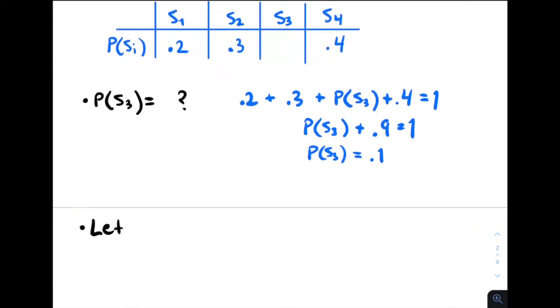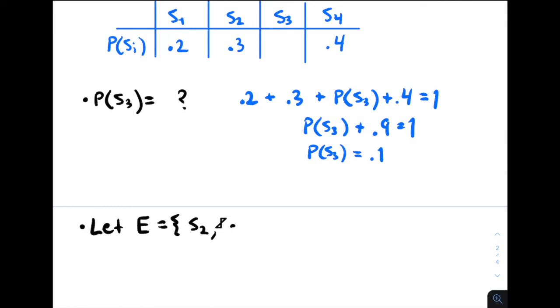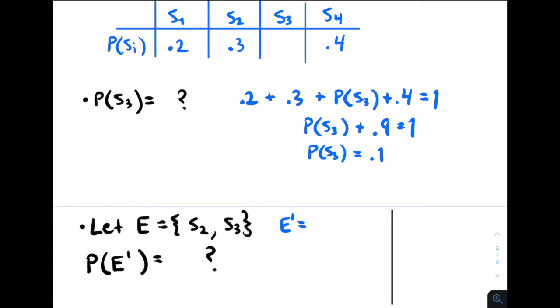As a second problem, let's set E to be equal to the set {S2, S3}, and let's ask the question, what is the probability of E complement? We'll go over two different ways to approach this problem. First, let's calculate what E complement is. E complement is the set of things not in E, but in our original set S. So we'll conclude it's {S1, S4}.